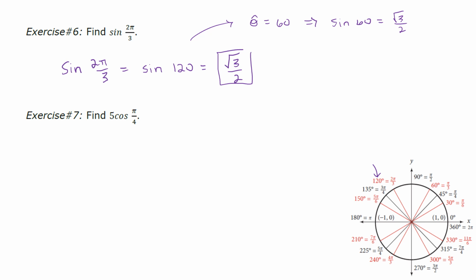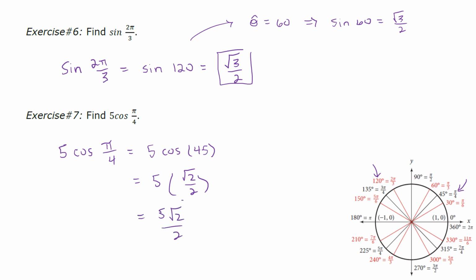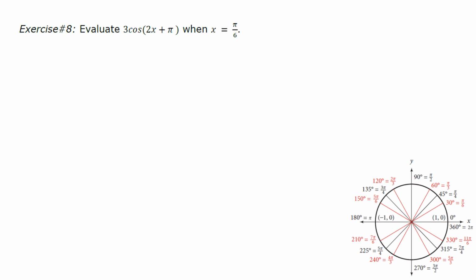Okay. All right, next we have 5 times the cosine of pi over 4. Okay, pi over 4 is equivalent to 45 degrees. So we want 5 times the cosine of 45 degrees. 45 is within itself a reference angle. So the cosine of 45 degrees is the square root 2 over 2. So simplifying this, we would get 5 square root 2 over 2. Let's do one more. All right, our last one.